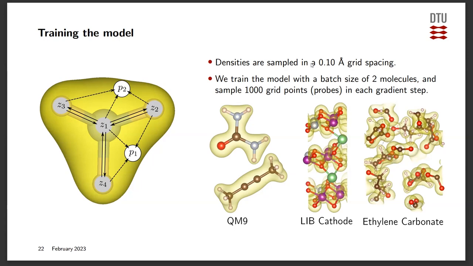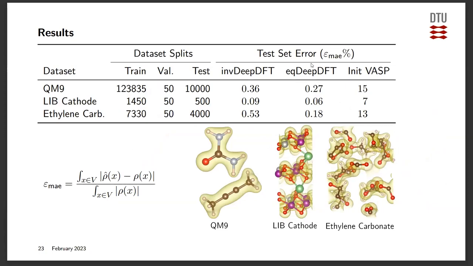And when we train this, because these are very big, we cannot train on the whole density every time. So instead, we sample only two molecules from our training set, randomly place 1,000 of these probes in space, calculate the mean squared error of these probes, and use that to train the model with gradient descent. To assess how well it works, we use an error metric: the absolute difference between the estimated density and the reference density, integrated over the whole space, divided by the number of electrons in the reference.